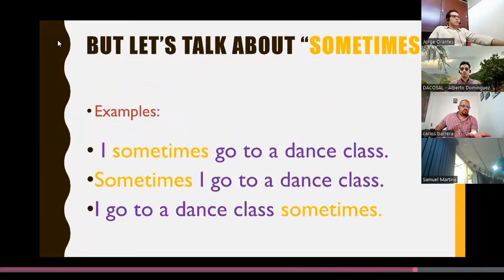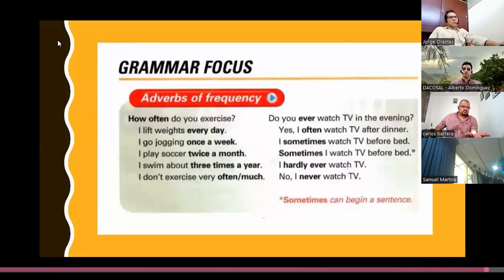Sometimes is a special case. It can go in the same position as the rest, or it can go at the beginning or at the end of a sentence. For example, I sometimes go to a dance class. Sometimes I go to a dance class. I go to a dance class sometimes. How about you? How often do you exercise? How often do you do any sports activity?